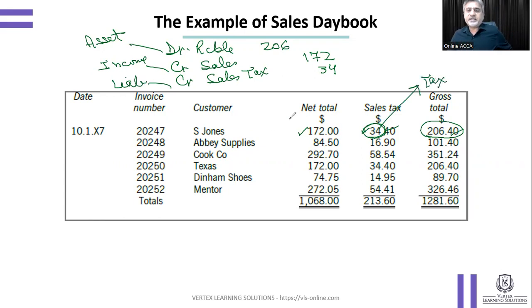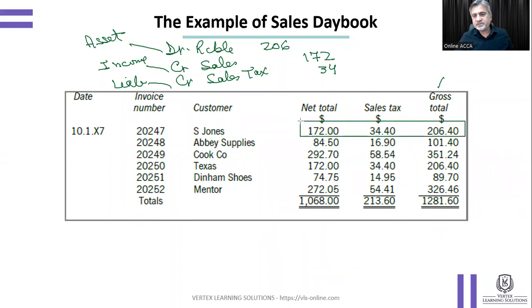So this is the exact double entry for this particular transaction. If you ever wish to see how this transaction will be recorded in the books of accounts, it would be recorded like this: debit receivable with the total amount, because the total amount which I have to receive from the customer is 206. This is my receivable, and receivable is an asset, so I make it a debit.